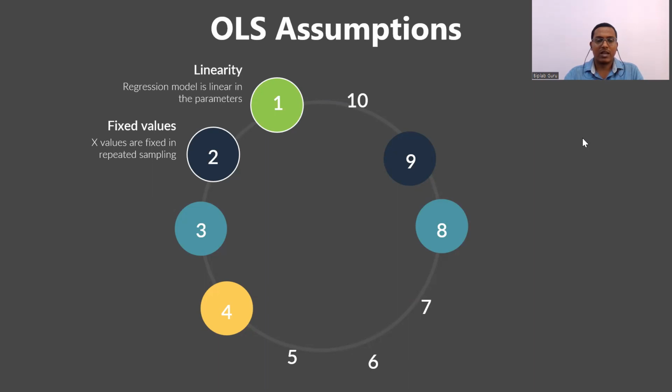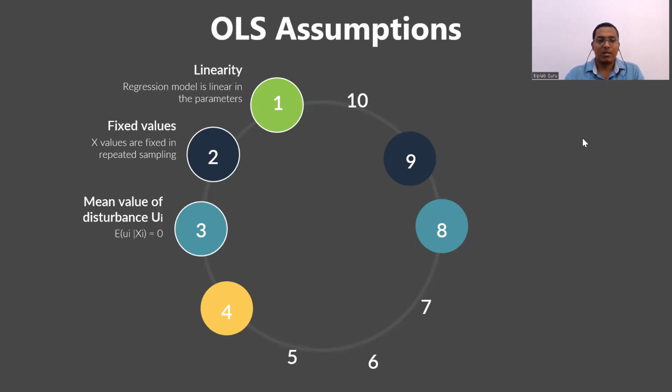The second assumption that we make about the ordinary least squares regression estimation is fixed values of x. I mean, you can keep the repeated sampling. If you do the repeated sampling, x values tend to be fixed in those samples. When I say x values are fixed in repeated sampling, there must be variation within a particular sample of x values. There must be variation in x values within a particular sample, but these values must be fixed in repeated sampling.